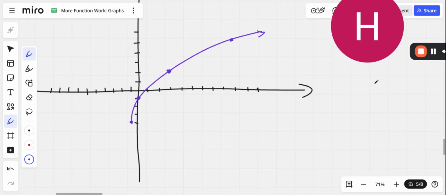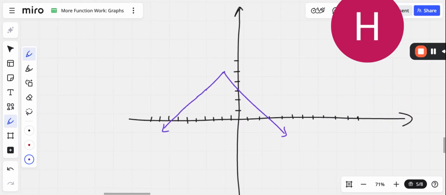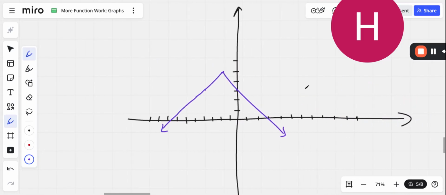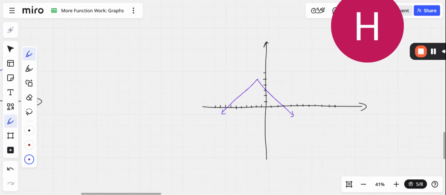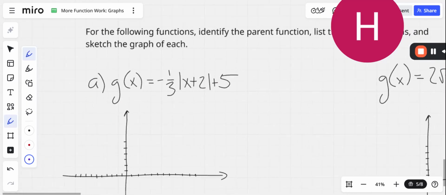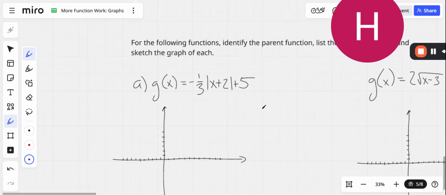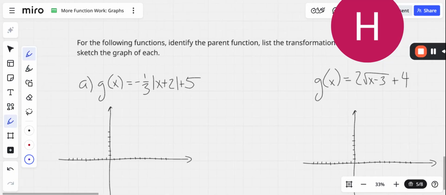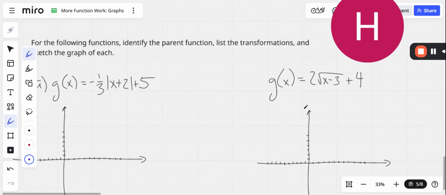The third function, here we go. So you need to know the parent function, and you also need to know the transformations that have been done to it. Then we'll finish off with sketching graphs of our own, using these 3 function equations and grids.